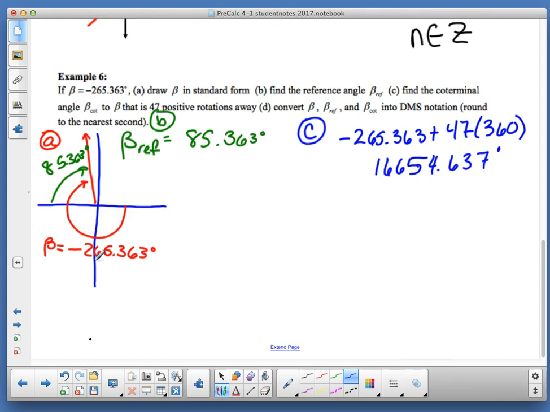By the way, this is beta coterminal. It is an angle that ends in the same spot that beta does. Are you okay with that? Feeling okay? That's C. In D, I want you to convert beta, beta ref, and beta coterminal into DMS notation.